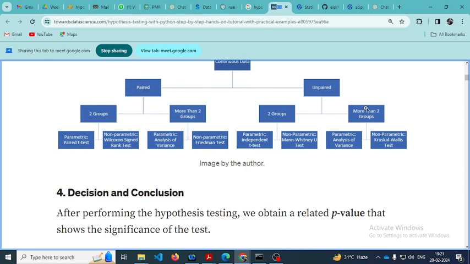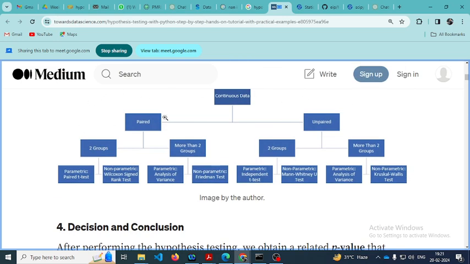Then if you have more than two groups of unpaired data and it is non-parametric, you can choose the Kruskal-Wallis test. So we have so many varieties of tests, but all the tests will fall under these categories.